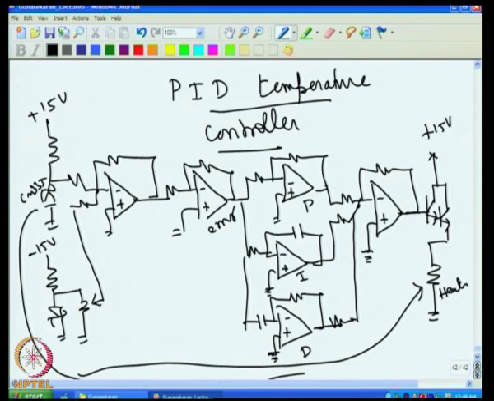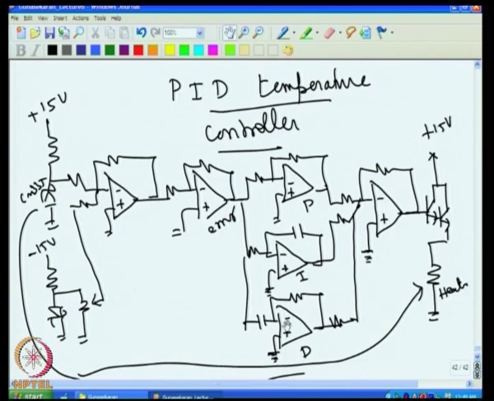So, if we see our earlier discussions, we had a proportional controller wherein we had only this stage and these two were not there. Then we added proportional integral action; that time we had only these two and this was not there. Now we have a differentiator stage added here in addition, then it becomes a PID temperature controller. All these outputs are summed up at this point to produce the net voltage, and that is the one which drives the heater.